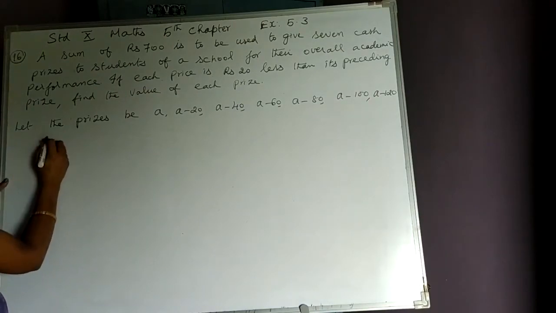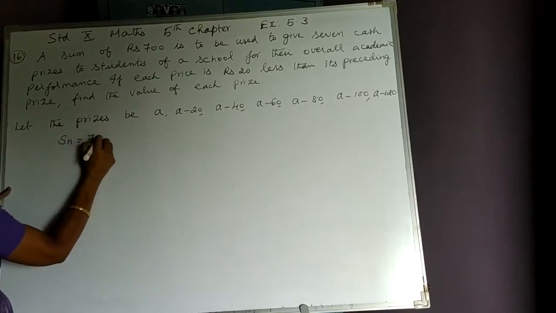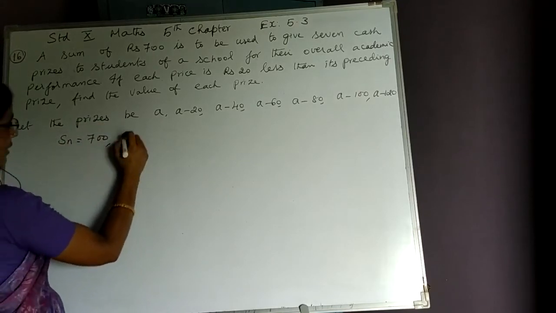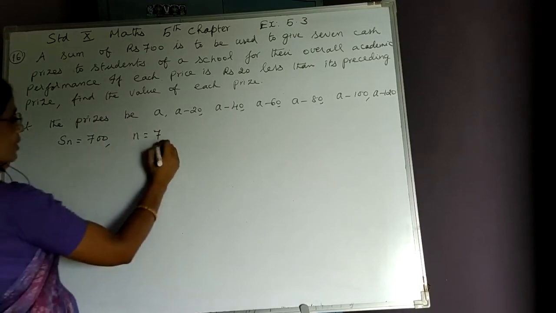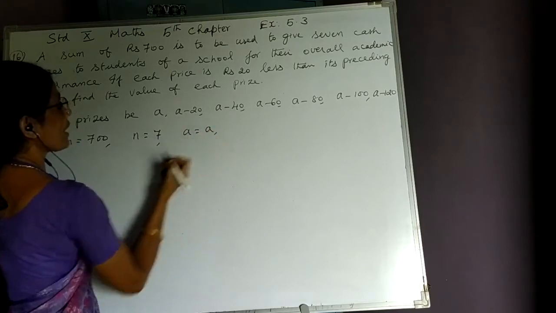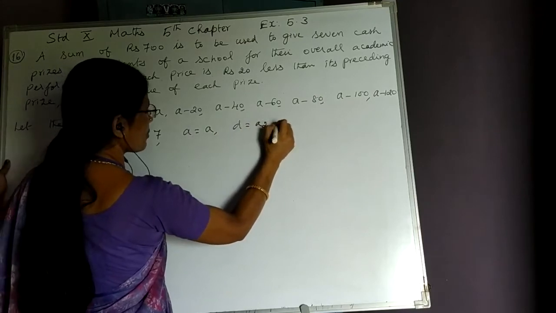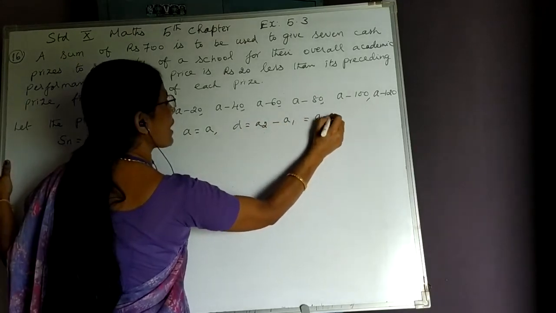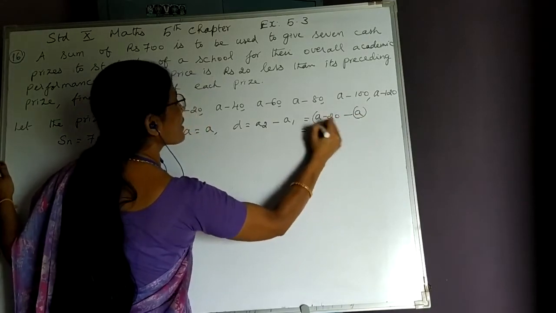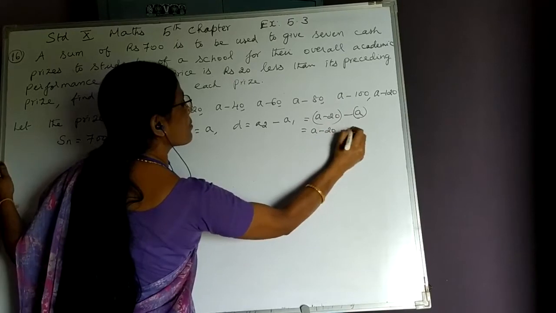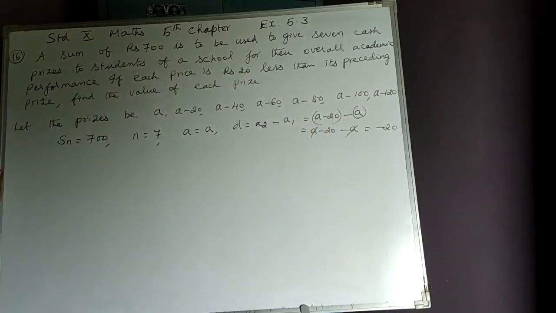So here Sn is equal to what? Equal to 700. How many students are there? 7 students. Therefore, what is n? n is equal to 7. What is a? a is equal to A only, or we can take x also. d is a2 minus a1, which is A minus 20 minus A. A gets cancelled. So what we get? d is equal to minus 20.